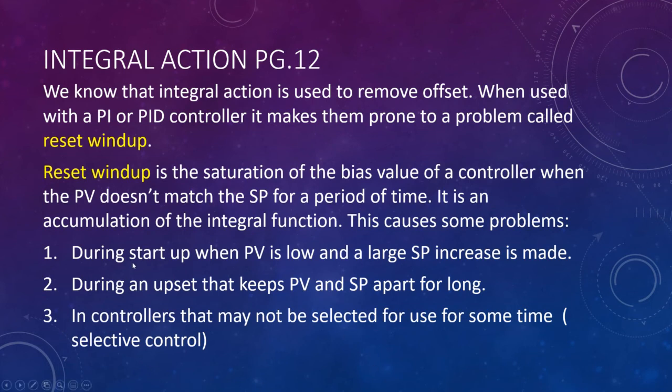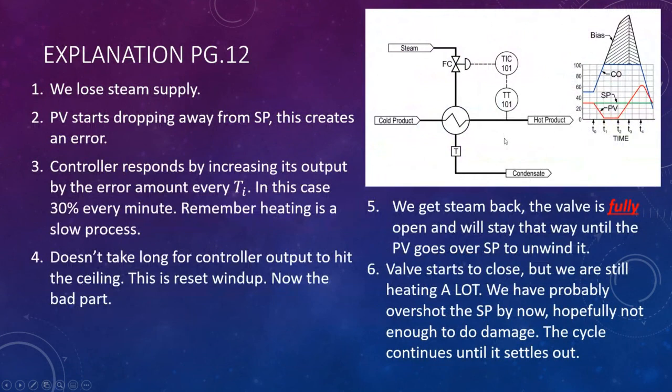So let's just look at what this means when we have these essentially large errors caused by three different possible scenarios here. Okay, so here's an explanation straight out of the ILM so that you can understand what's happening using our basic steam exchanger process that we've used, where we're heating up some kind of product with some steam. Let's look at what this graph means. So here we're all happy. Our set point is at 30%. Our process variable is at 30%. Our controller output is at 50%. That's what it needs to be to keep our temperature where we want it to be.